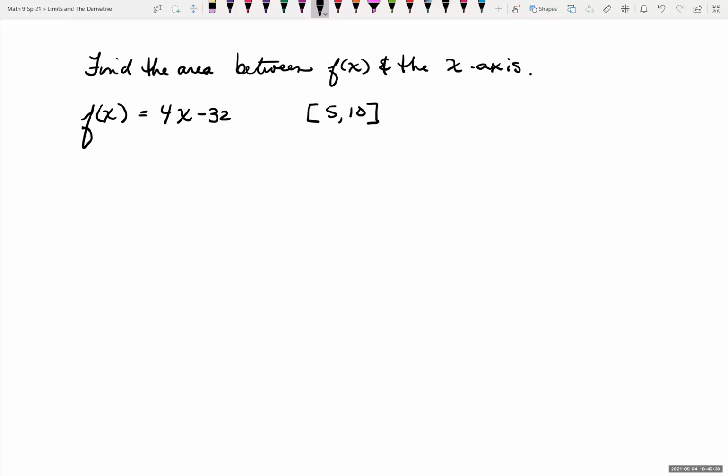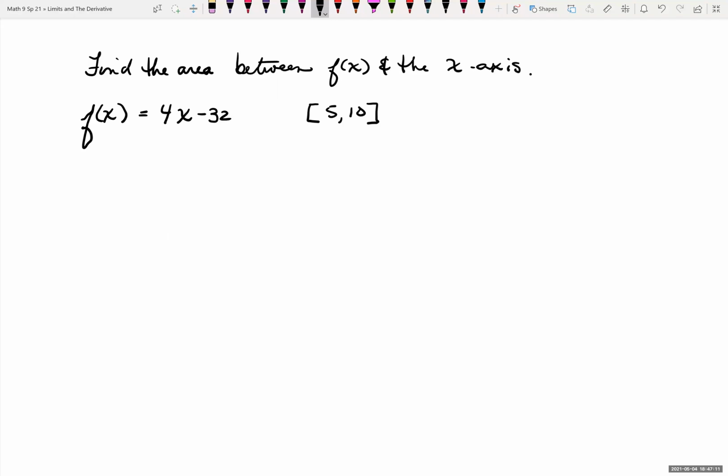This next example we're going to look at, we're using the definite integral to find the area between the curve of f of x and the x-axis. And so this is where we have to be careful. We need to see if our function f of x is entirely above the x-axis, and if that's the case, we're fine. Or if part of it is below the x-axis, if that's the case, then when we find the area, we have to take the absolute value of the piece below the x-axis.